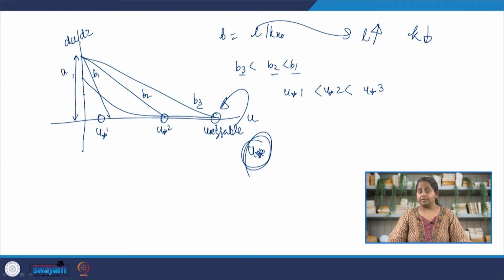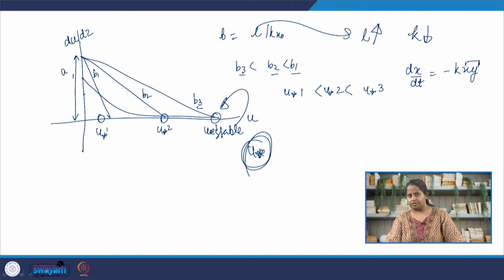The other possibility is to reduce K. So now let's look at K. What was K? If you remember, dx by dt is equal to minus kxy. Every time a healthy susceptible person interacts with Y person, a fixed ratio of those interactions end up with the healthy person falling sick. So if we want to increase the value of B by reducing the value of K, we have to reduce the ratio at which healthy people fall sick due to their interaction with sick people.